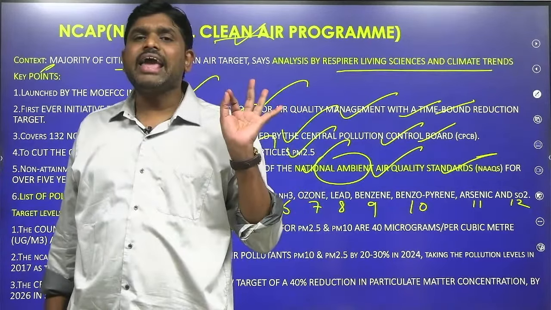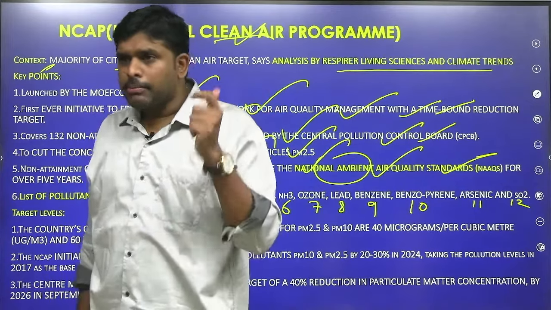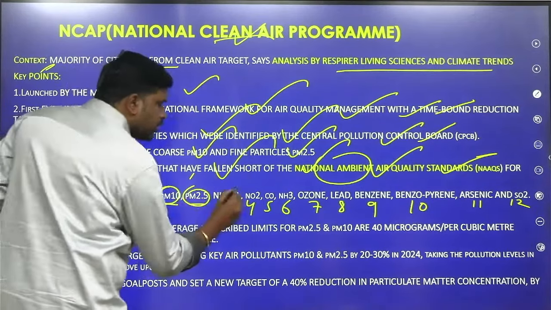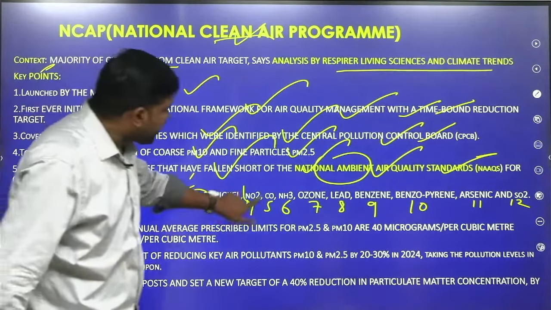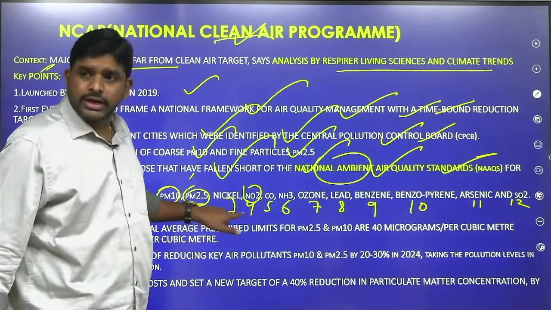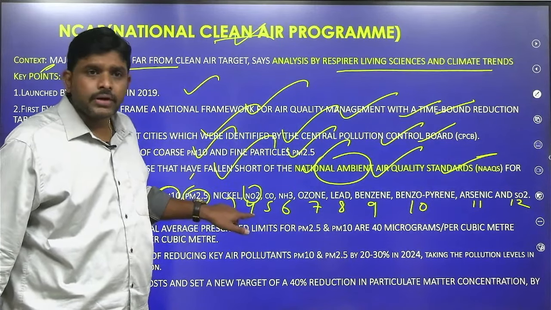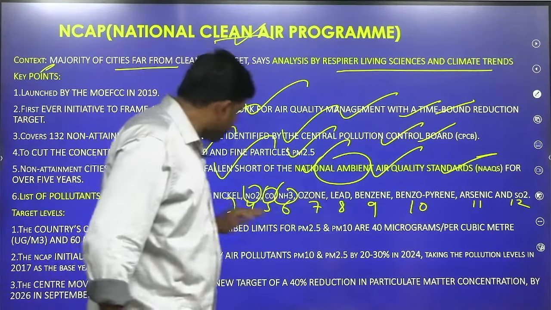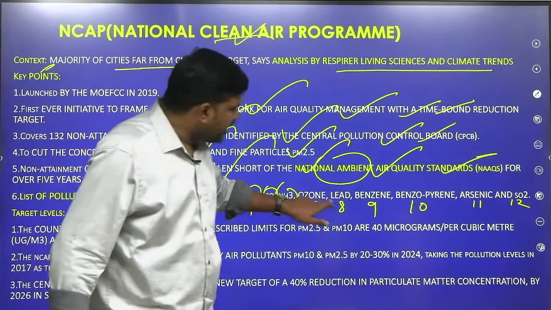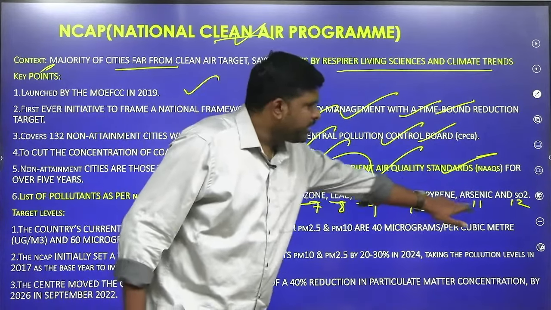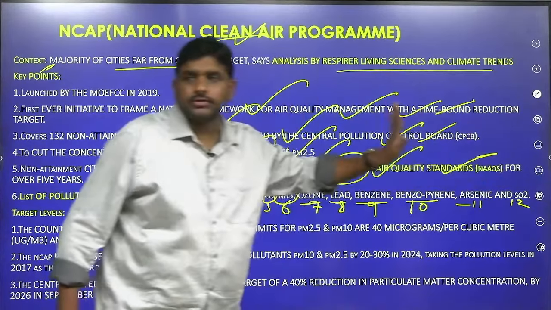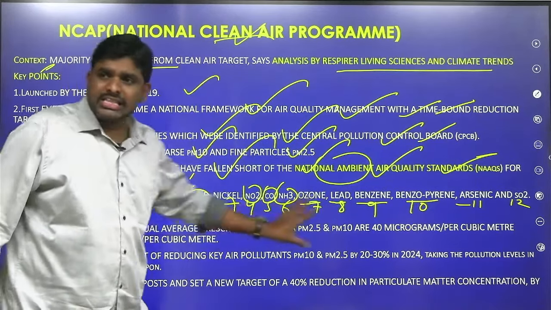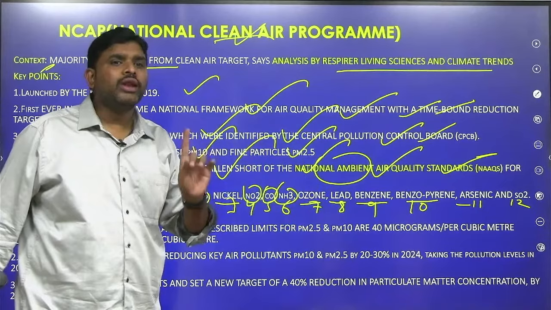Remember this, NAAQS: PM10, PM2.5. First we will remember the short ones. Nitrogen dioxide, carbon monoxide, ammonia, then the big words: nickel, ozone, lead, benzene, benzopyrene, arsenic and sulfur dioxide. In this way, how many are there? 12 are there, under NAAQS.